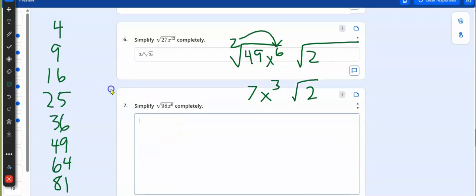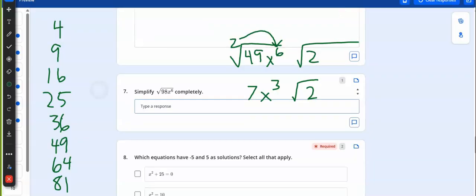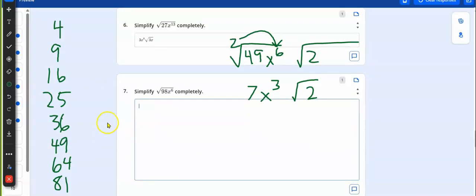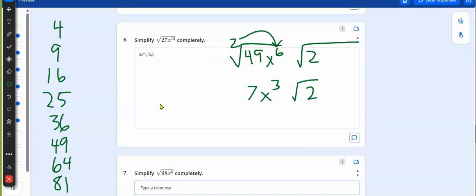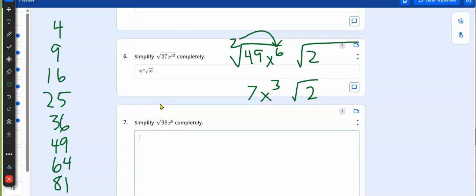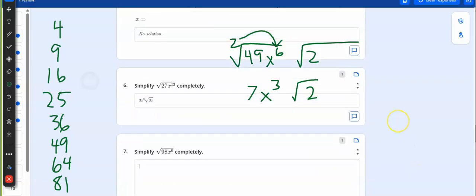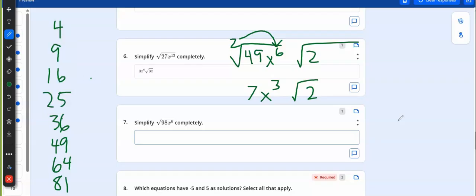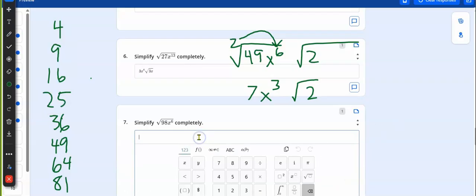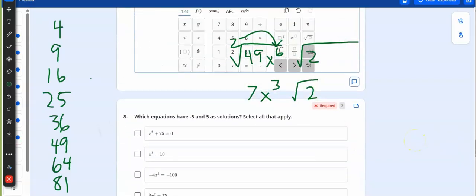What in the world? Come on. I don't know, maybe I need to type 7x. Okay, I don't know what is going on with formative. Let's try that trick again. Weird. Strange.